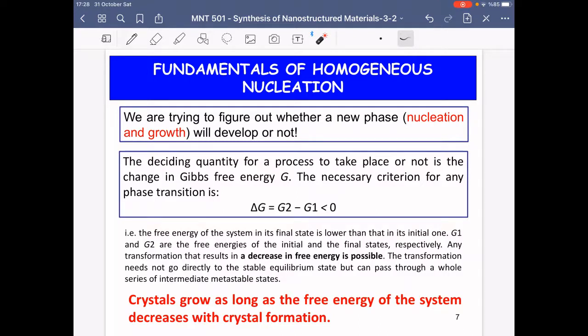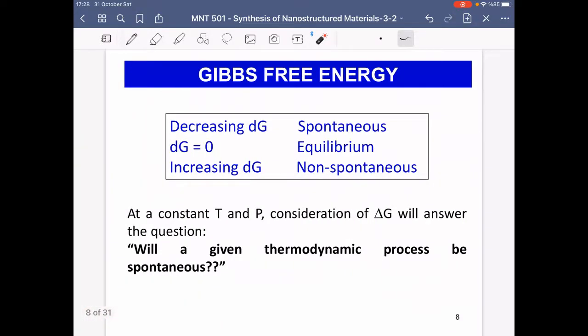The transformation need not go directly to the stable equilibrium state, but can pass through a whole series of intermediate metastable states. That's fine, okay? That's what we're trying to overcome. Crystals grow as long as the free energy of the system decreases with crystal formation. So we know that decreasing dG is spontaneous. This is equilibrium, and increasing dG doesn't happen by itself. You have to provide some sort of energy to the system for this to occur. And that's what determines if a thermodynamic process is spontaneous or not.